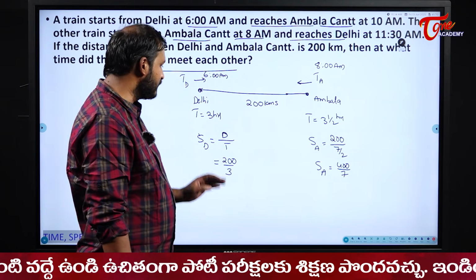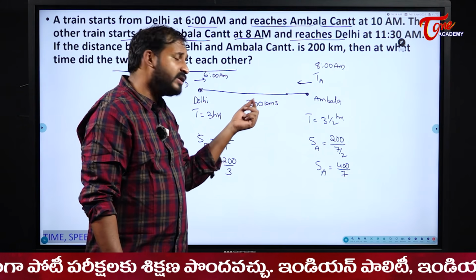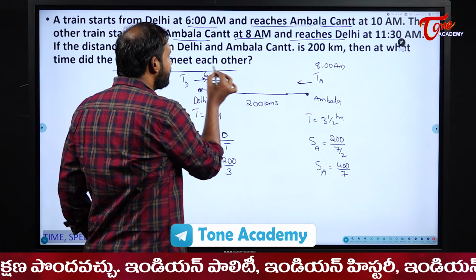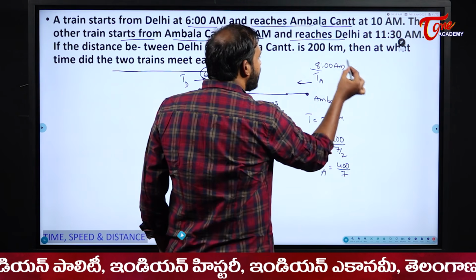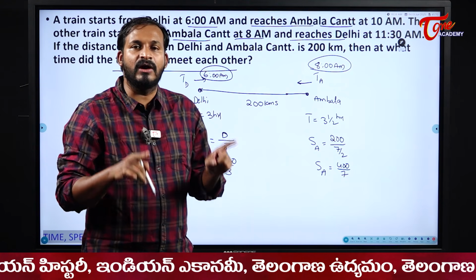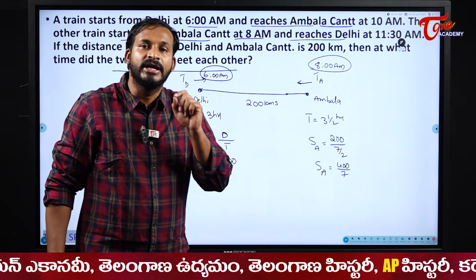Now, if they started at the same time, we would have written distance by relative speed. But please observe here, the train from Delhi starts at 6 a.m. and the train from Ambala starts at 8 a.m. First and foremost, we need to equalize the times.